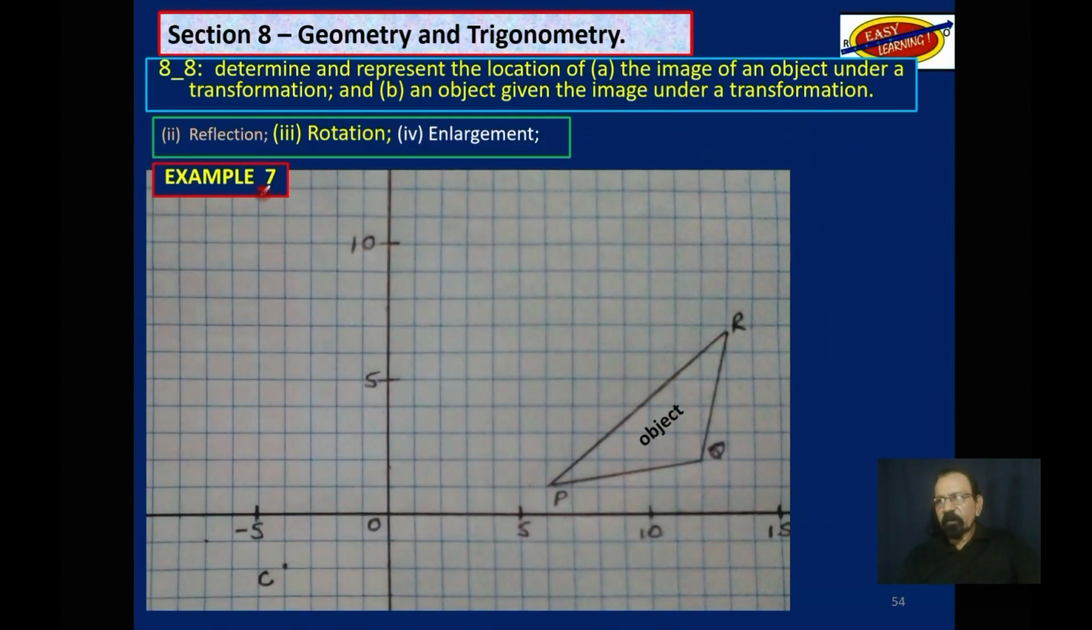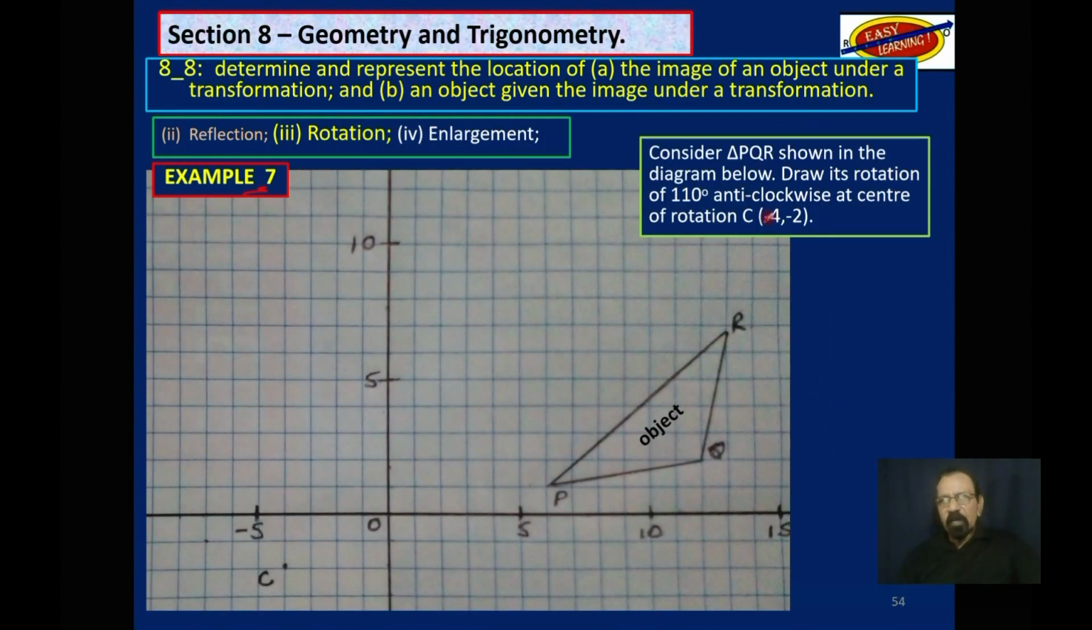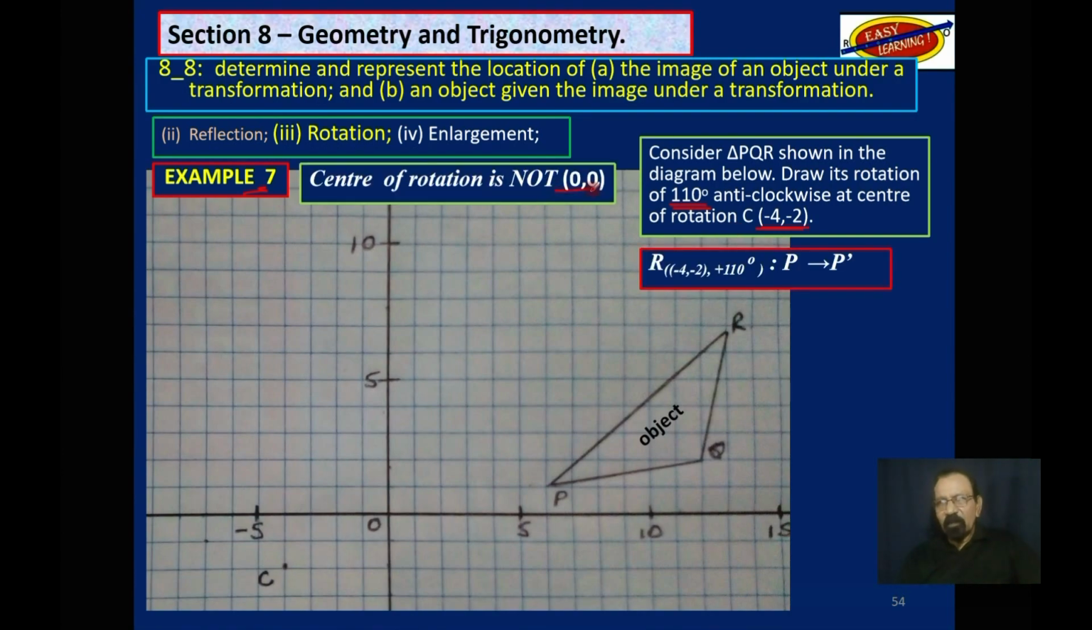Now example 7. The difference with this is we are not using a multiple of 90 degrees as a rotation, and we are not using the origin. So now we are using C, which is here. Center of rotation is not 0, 0. It is -4, 2, which is here. That's our center of rotation. And we are going in an anti-clockwise direction of 110 degrees.